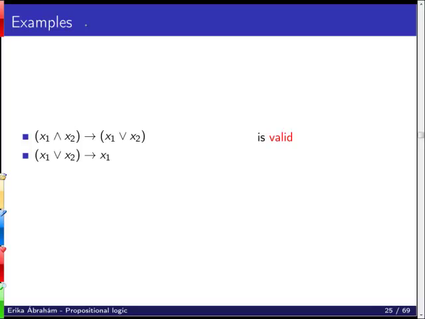And can you tell an unsatisfying assignment? Exactly. So if X2 is true but X1 is false, then it is not satisfied. So it is satisfiable, but not a tautology.